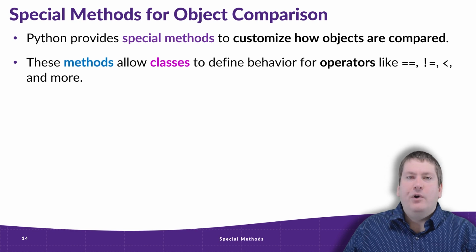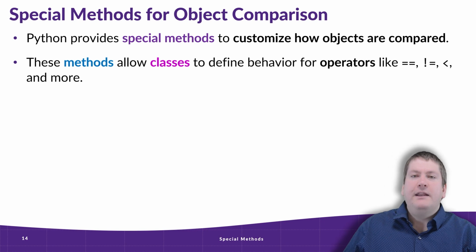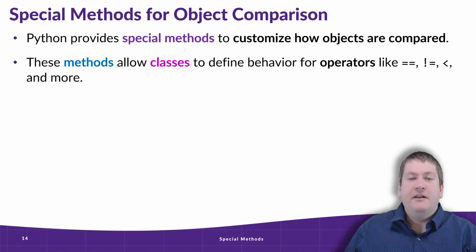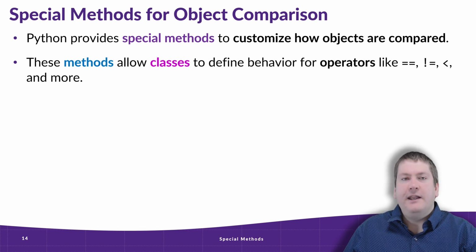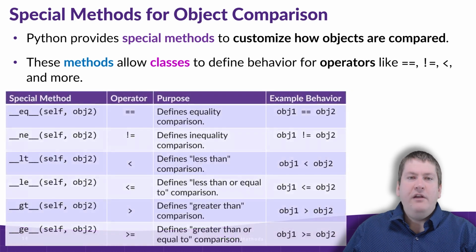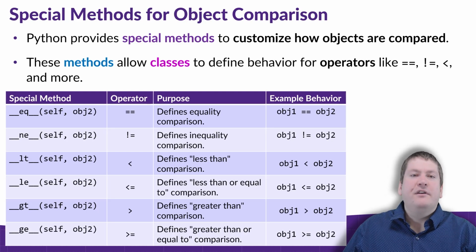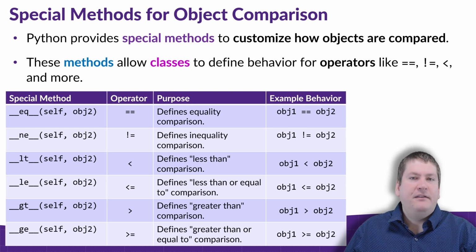Now, there are far more special methods in Python, and we can take a look now at some that are used for comparing different instances of an object. These methods allow classes to define behavior for operations like equals, not equals, less than, less than or equals, greater than or equals, and more. So I have some of the most common ones in this table here. And you can see for each one of those comparison operators we have, like equals, not equals, and so on, there's a different special method to define how that's going to work for instances of our class.